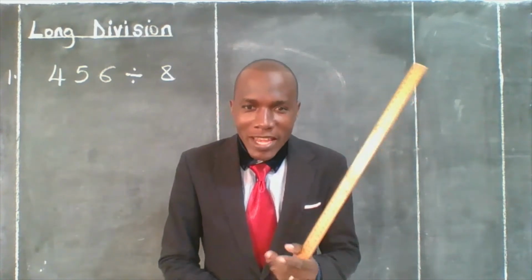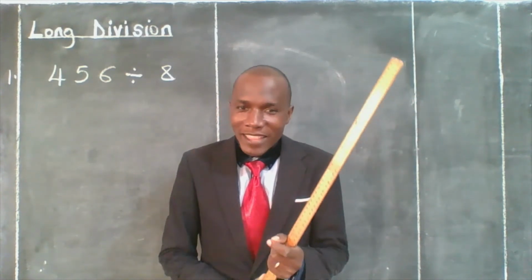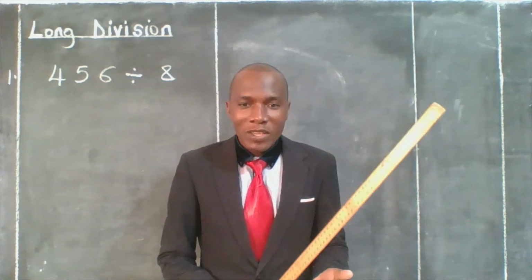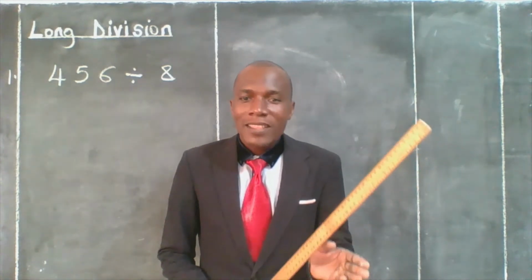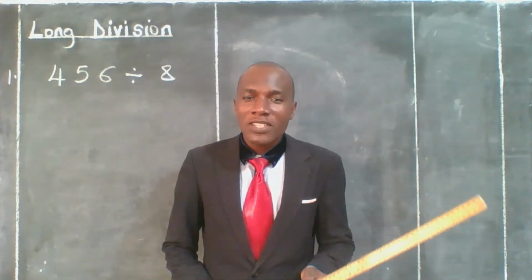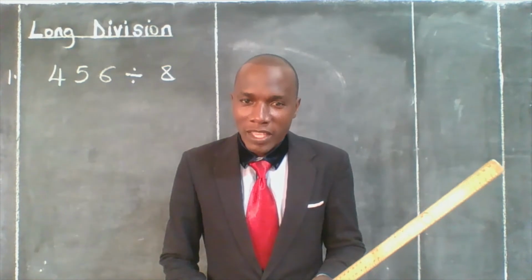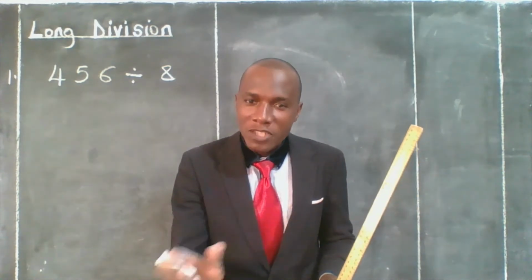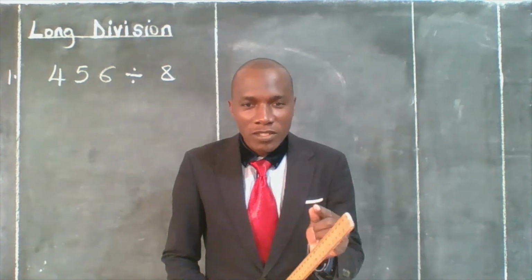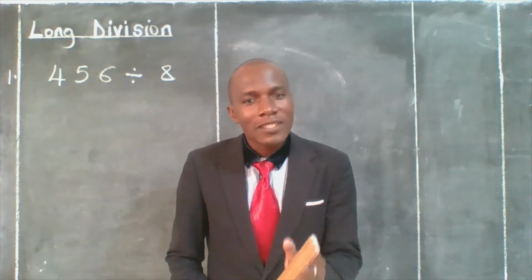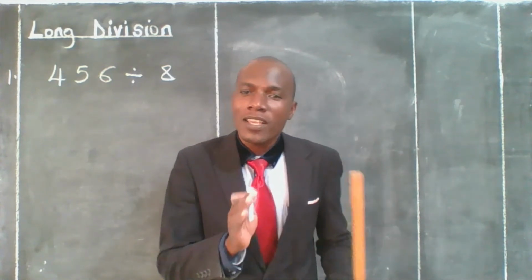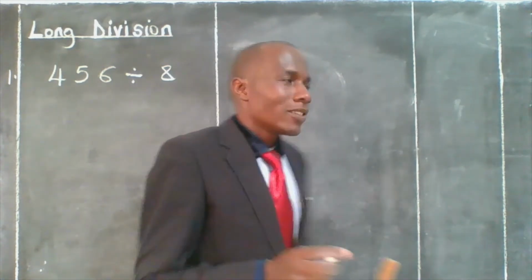Remember, when dealing with long division, there are some steps we have to follow. The first step is division, the second step is multiplication, the third step is subtraction. If the number is still big, you regroup. After regrouping, you come to division, multiplication, subtraction. You continue just like that until you reach the final answer.